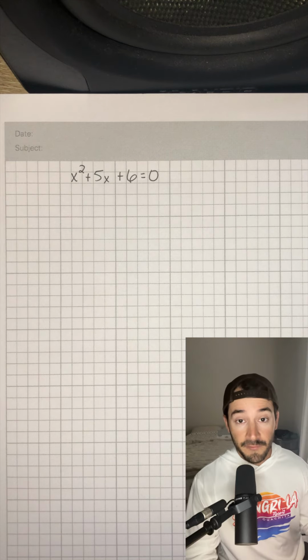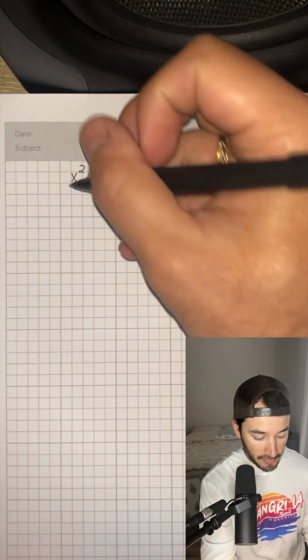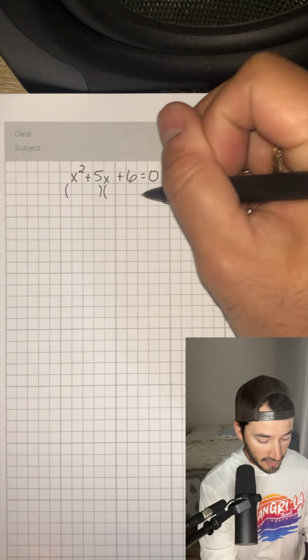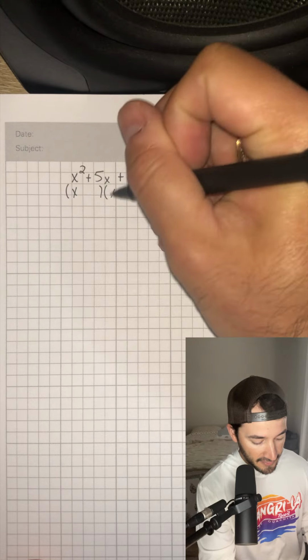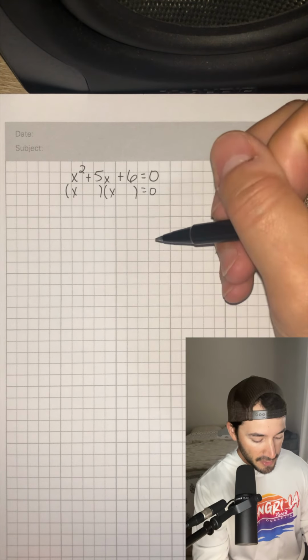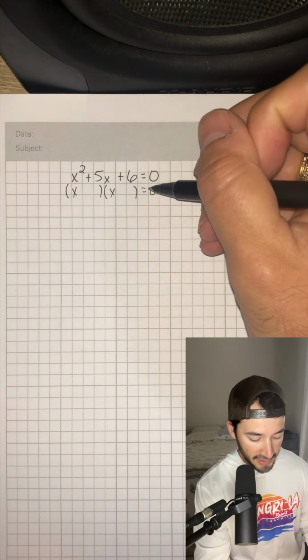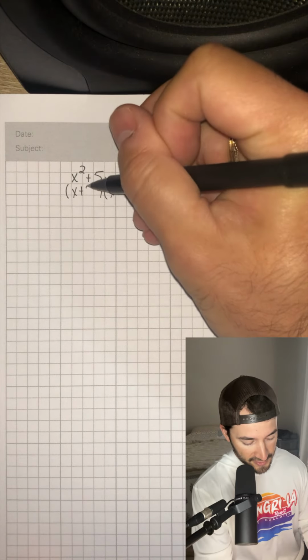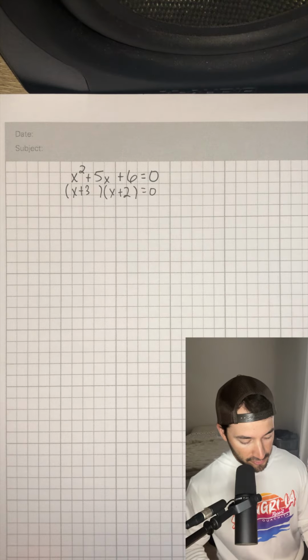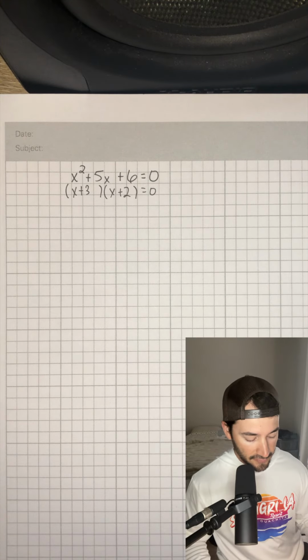Now, obviously, the easiest way to do this problem would be to factor it out into our two sets of parentheses and say, okay, we're going to have x, and we need two numbers that add to 5 and multiply to 6. Obviously, that's going to be 3 and 2. So I would put plus 3 and plus 2, and now we can solve the equation.